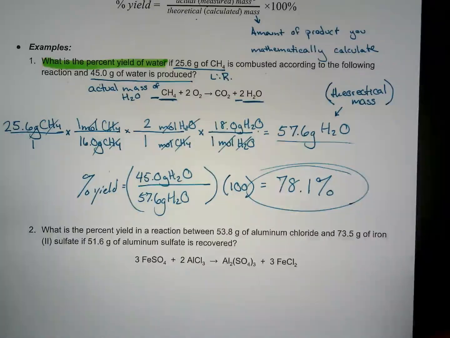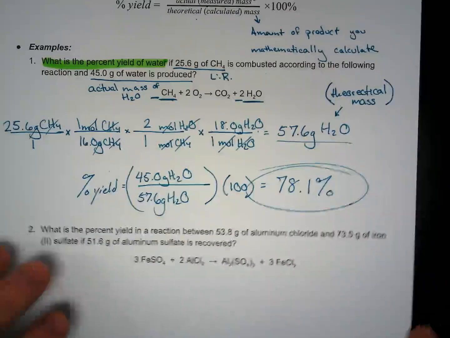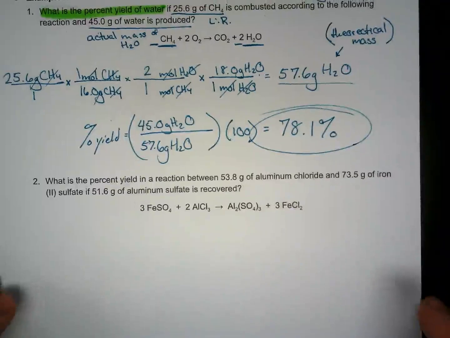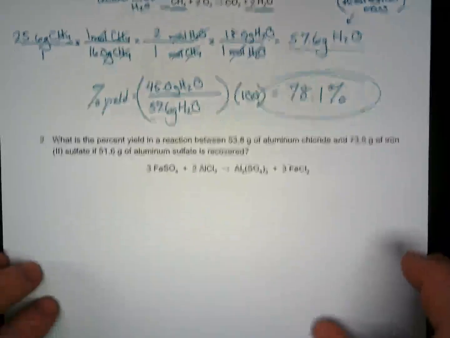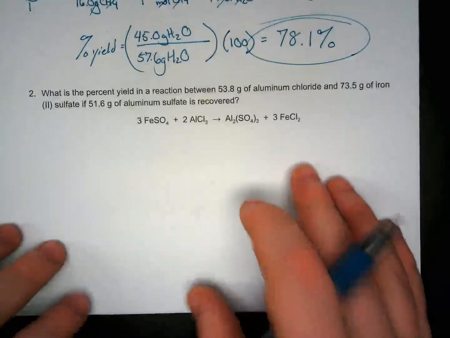There's nothing you can do to get it any closer to 100 other than restarting your experiment and fixing anything that needs fixing. Okay, so that's how we calculate percent yield in this case. So let's take a look at where we basically start from scratch.